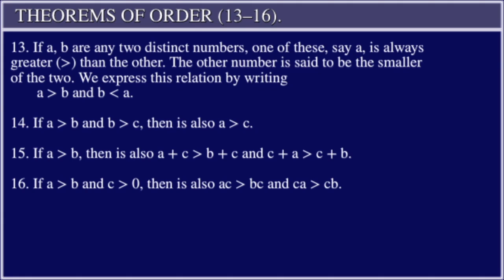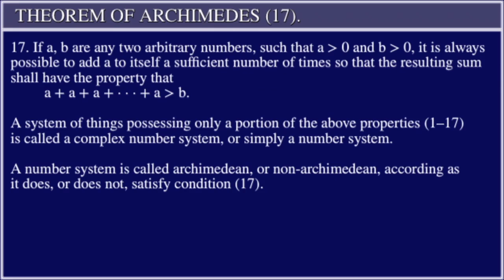14. If A is greater than B and B is greater than C, then A is also greater than C. 15. If A is greater than B, then A plus C is also greater than B plus C, and C plus A is greater than C plus B. 16. If A is greater than B and C greater than 0, then AC is also greater than BC and CA greater than CB.